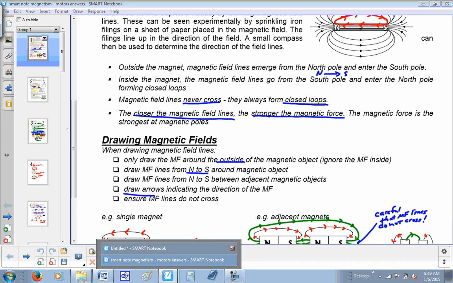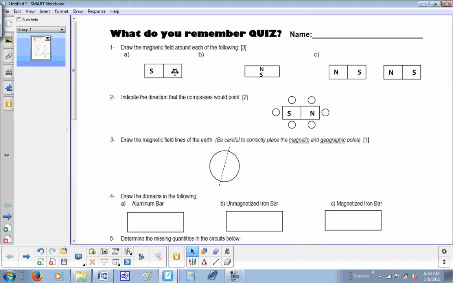So let's take a look at our quiz. In the first example we've got a regular permanent magnet, and we draw our magnetic field lines from north to south, like so. I'm just going to draw the outside magnetic field, and put a few arrows on here to indicate the direction of the magnetic field. And that's it.